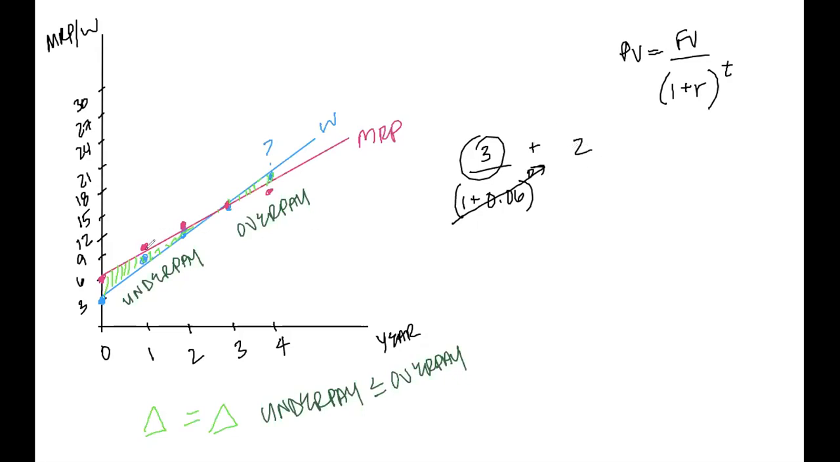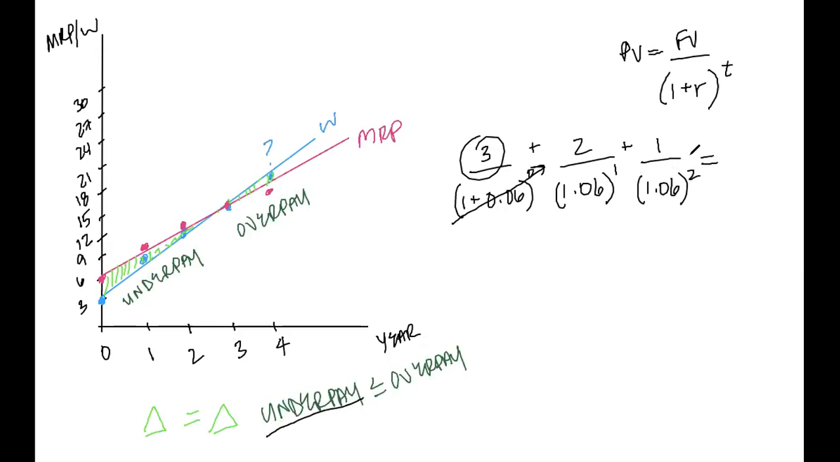2, because it is 10 minus 8 over 1.06 to the first power, because it's period 1. And then lastly, the difference for period 2 is 1, because it's 13 minus 12, over 1.06 to the 2. For period 3, since they equal each other, we don't need to write down anything. So this is the left side of the equation, the underpayment part.